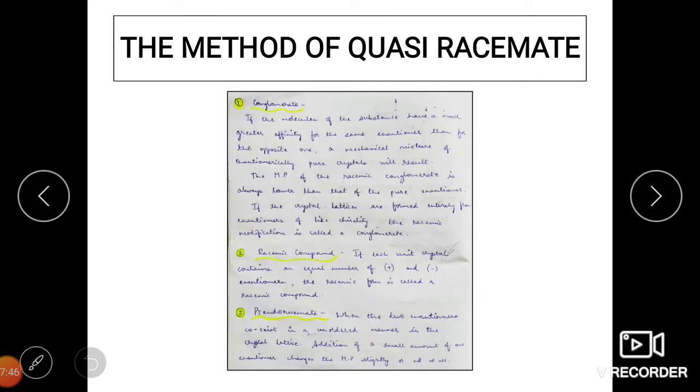First is conglomerate. If the molecules of a substance have a much greater affinity for the same enantiomer than for the opposite one, a mechanical mixture of enantiomerically pure crystals will result. The melting point of the racemic conglomerate is always lower than that of the pure enantiomer. In other words, if the crystal lattices are formed entirely from enantiomers of like chirality, the racemic modification is called a conglomerate.